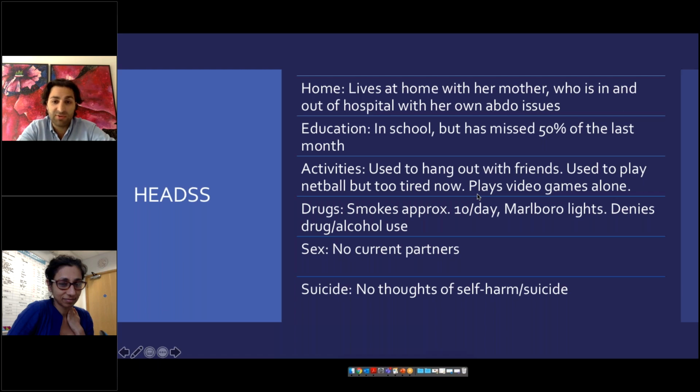She smokes approximately 10 cigarettes a day. She denies any illicit drug use. She denies drinking excessive amounts of alcohol, maybe a little bit here and there at a party. She doesn't have any current sexual partners, but she's very comfortable with the idea of consent. She knows when to say no means no. And she hasn't had any thoughts or attempts of self-harm or suicide.